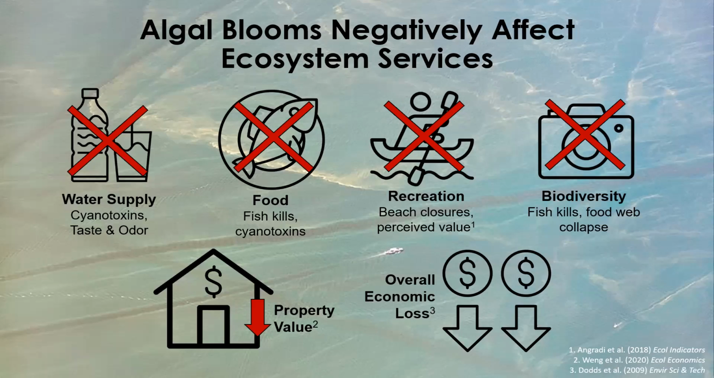And then, as I mentioned as well, for recreators like myself, cyanotoxins can lead to beach closures, and blooms overall decrease the perceived value that recreators have of that ecosystem for going and spending their time and money in that place. There are also negative consequences for biodiversity, things like fish kills, as well as food web collapse. And homeowners around lakes that have harmful algal blooms regularly see a decrease in their property value. All of these combined consequences on ecosystem services create overall economic loss because of these blooms.